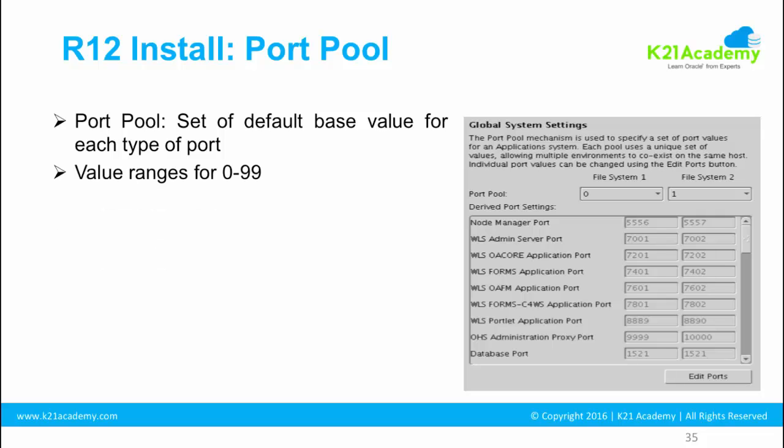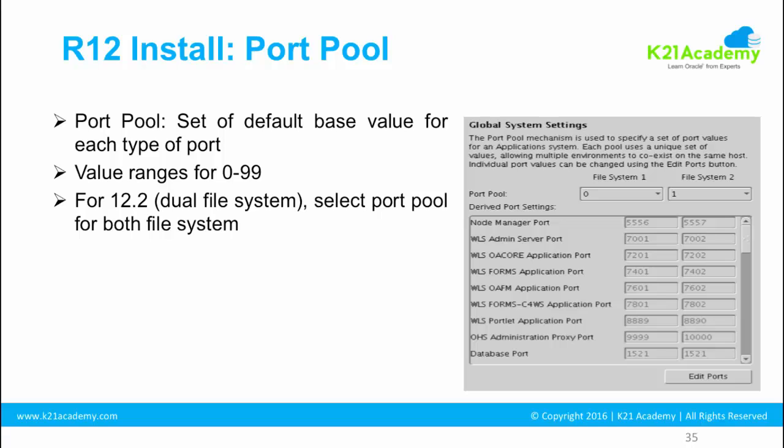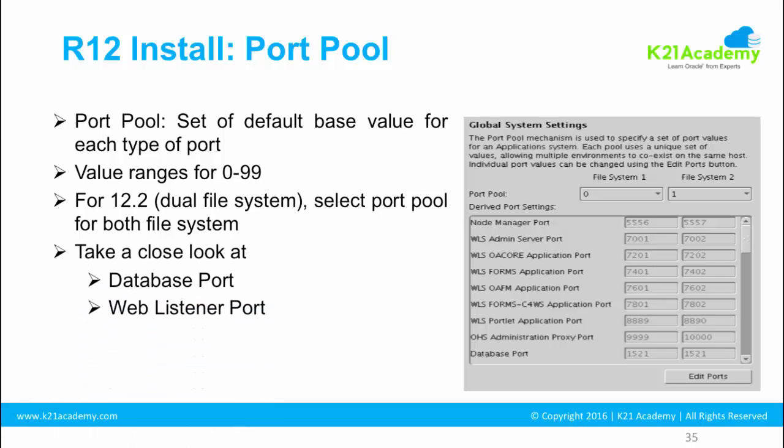So you specify the port pool, which is a set of default base values for each type of port or service. The value ranges from 0 to 99, and in 12.2, as I said, it's a dual file system, so you need a dual port pool.